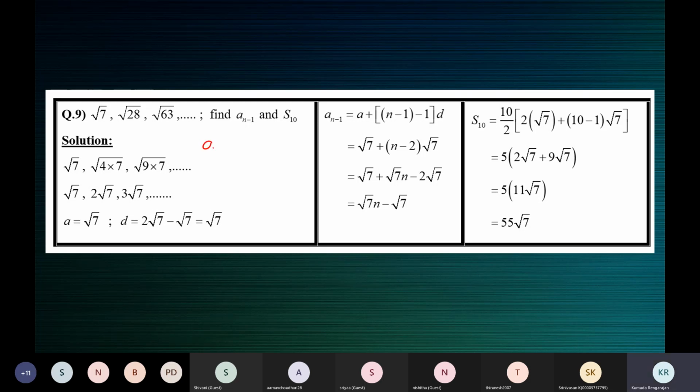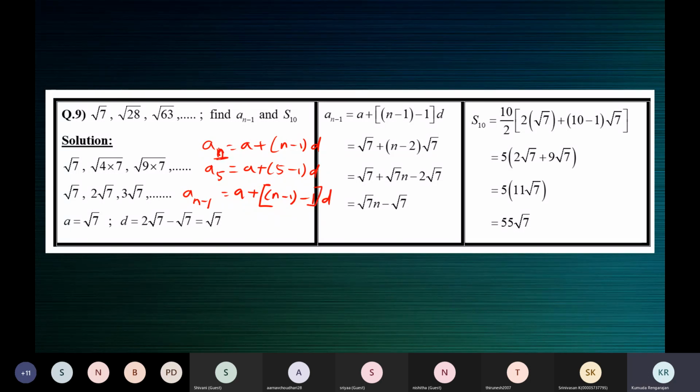So we know that an is a plus (n minus 1) into d. So if you want to find a5, it will be a plus (5 minus 1) into d. If you want to find a(n minus 1), the (n minus 1)th term, it will be a plus whichever term you want, (n minus 1 minus 1) into d, because it's always like that.